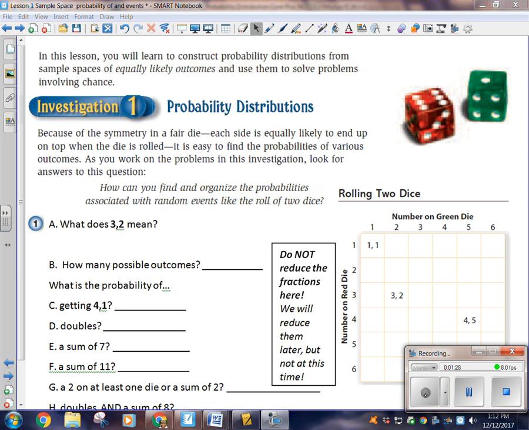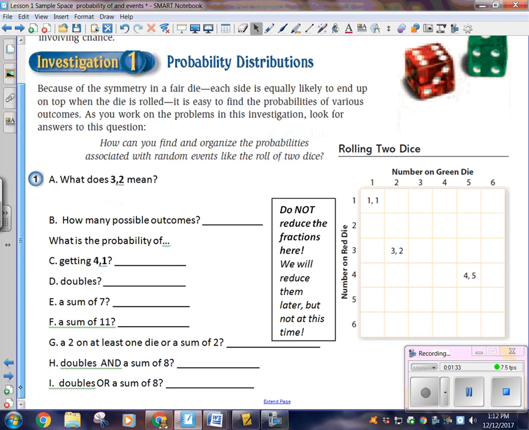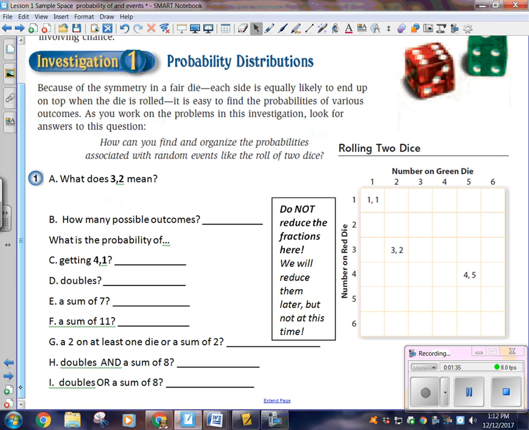If I were just to take 2 dice, a red and a blue, or in this case a red and a green, and I've given you a grid. Do y'all see a grid there on your paper? Okay. And notice that it says number on the green die, and down the side it says number on the red die. Everybody see that? This is a place for you to record every possible outcome.